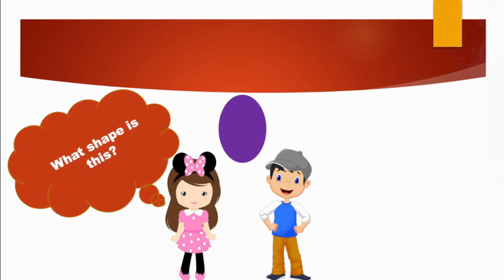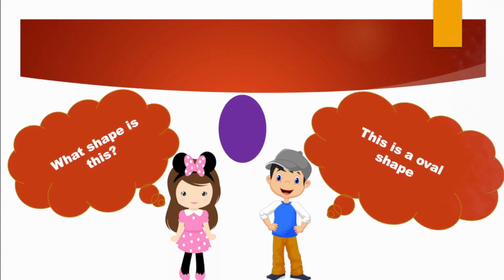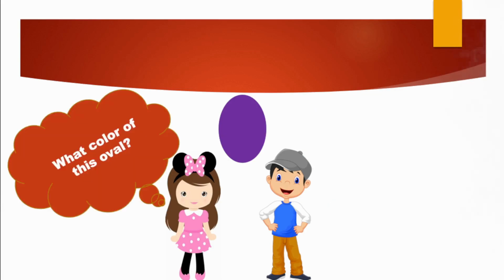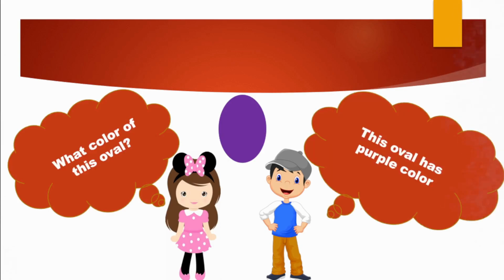What shape is this? This is an oval shape. What color of this oval? This oval has purple color.